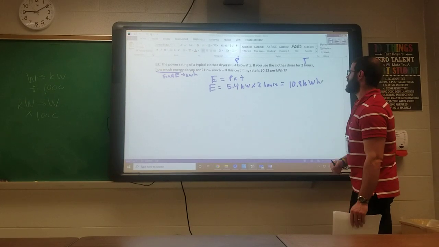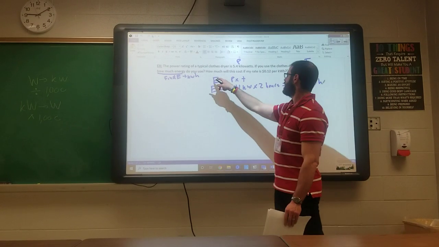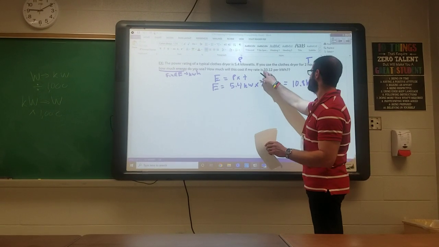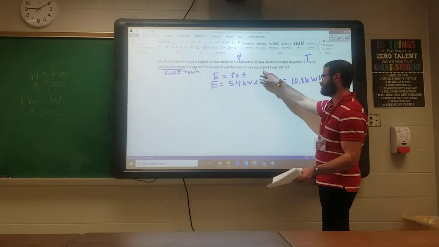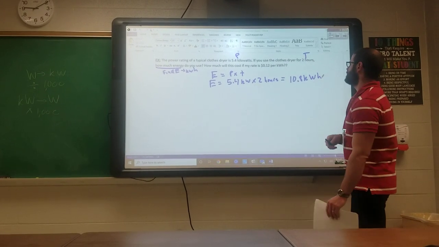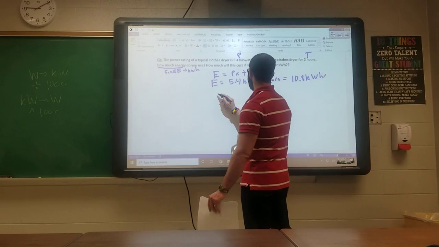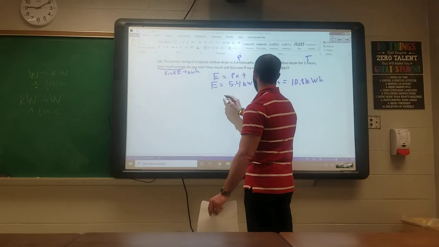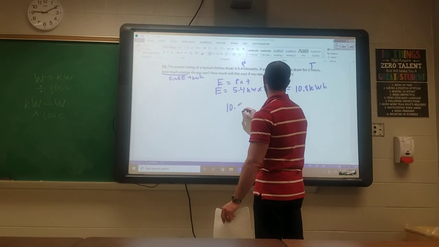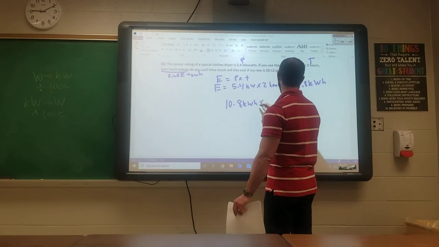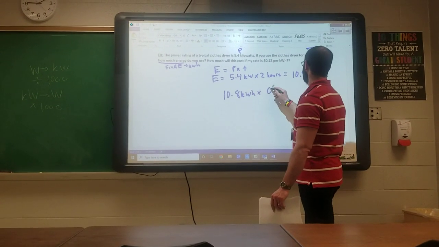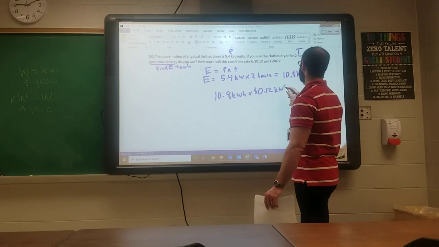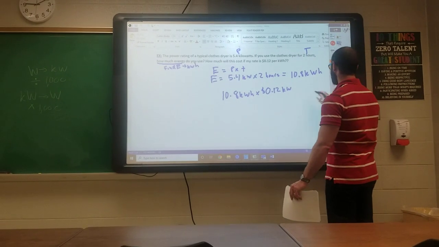And now we want to figure out how much this costs if the rate the utility company charges me is 12 cents or $0.12 per kilowatt hour. All right, so in that 2 hours, here's how I figure that out. I take my energy, the 10.8 kilowatt hours, times 0.12, or 12 cents per kilowatt hour.